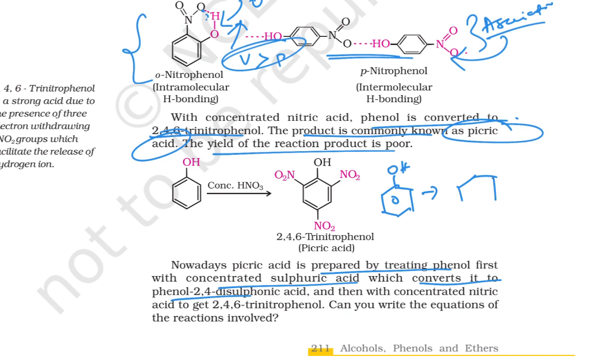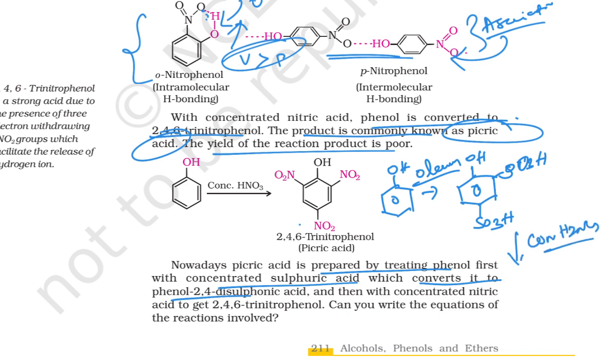At that time we can use oleum, right? We know the oleum formula H2S2O7. So 2,4: SO3H at the second position and SO3H at the fourth position. This is the disulfonic acid. Then it reacts with concentrated HNO3, and there is formation of picric acid. Clear? Right? Fine.